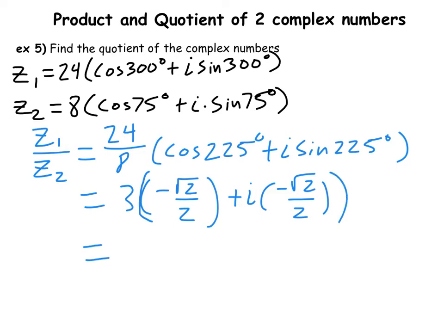Now at this point it really just becomes distributing the 3, and we get negative 3 square root 2 over 2. That cannot be simplified in any way. That's the real component. And then let's just switch this to subtraction: minus 3 square root 2 over 2 i, and there would be your answer in standard form.